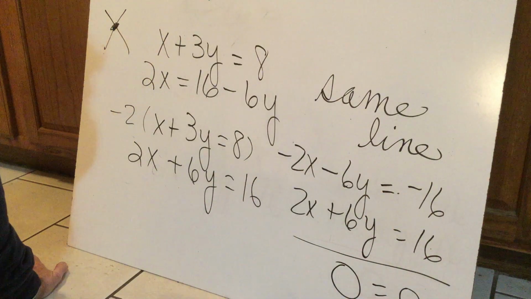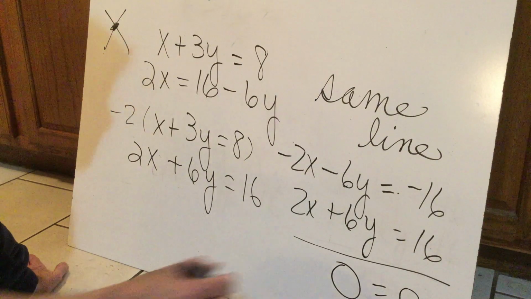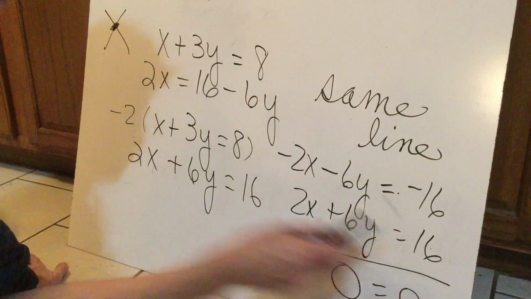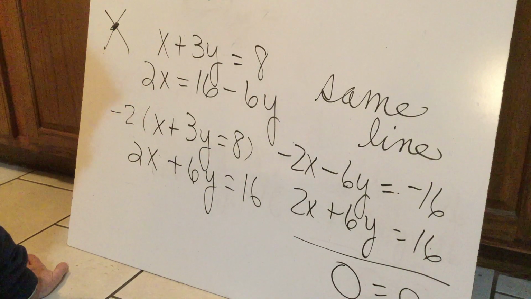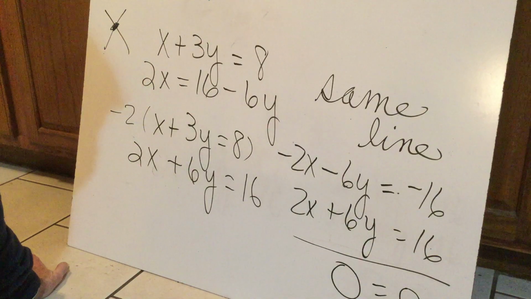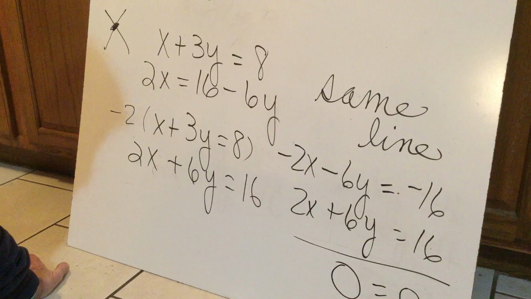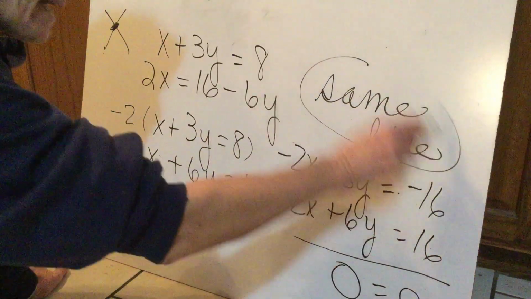Now that is not what happened on problem number 6. On problem number 6, which we did yesterday, the equation came out to be something like 0 equals 5 or something. I don't remember what it came out to be. But it wasn't 0 equals 0. It was 0 equals a different number. And that means they're parallel. That means there's no solution. This is different than that. 0 equals 0 is true. And so that means the two lines are the same. They intersect everywhere. And so this is what you write down as the answer.